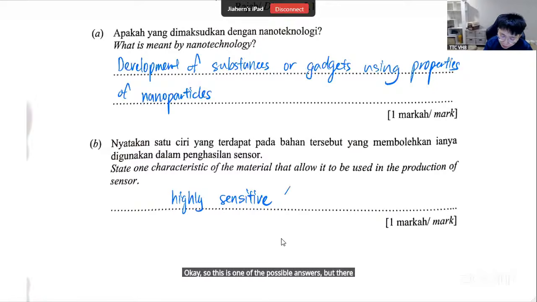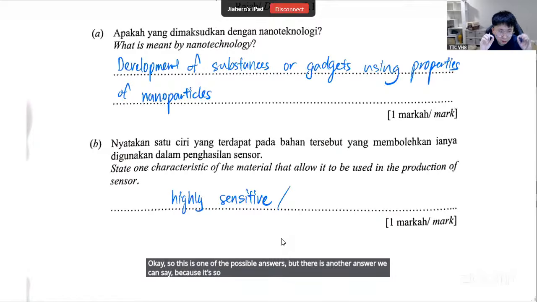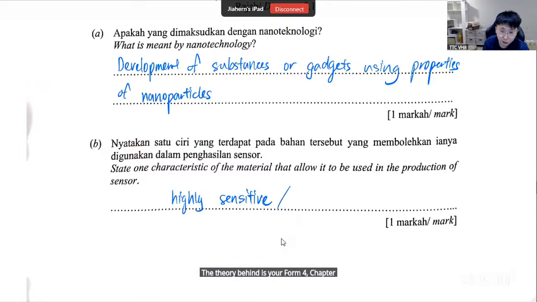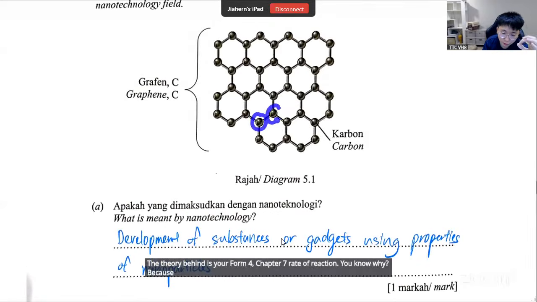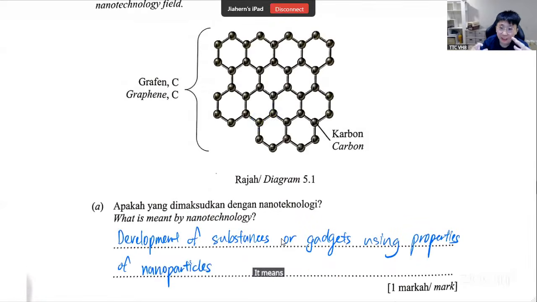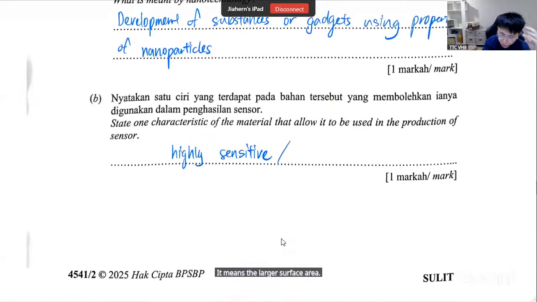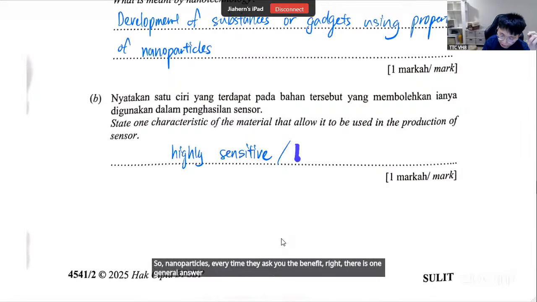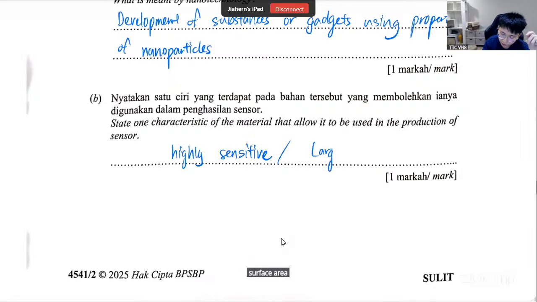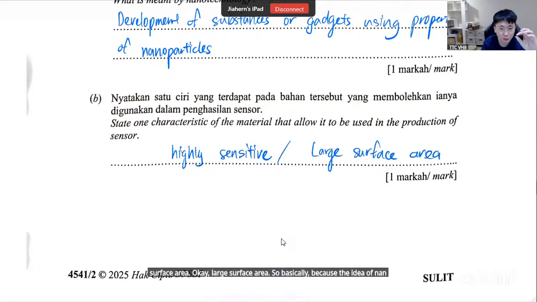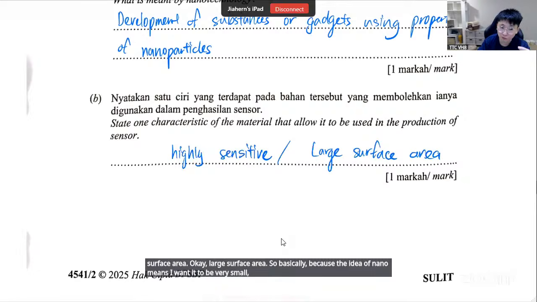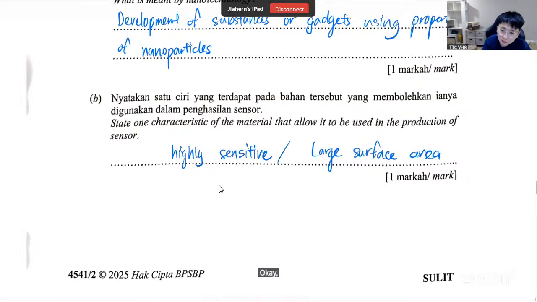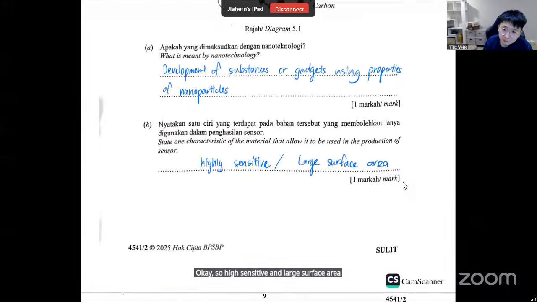But there is another answer we can say because it's so small. The theory behind nanoparticles is your Form 4 Chapter 7 rate of reaction. Because the smaller you can go, it means the larger surface area. So nanoparticles, every time they ask you the benefit, there is one general answer. We say large surface area. Because the idea of nano means I want it to be very small, then surface very big. Okay, so high sensitivity and large surface area.